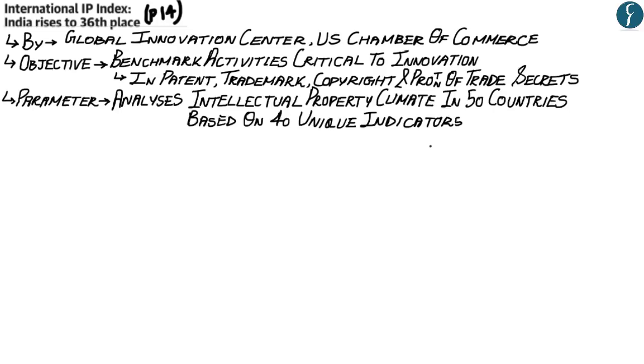Now, these are the three main points that you need to remember about the International IP Index with regards to your upcoming prelims examination of 2019, whereby it is formed by the Global Innovation Center, which is under the US Chamber of Commerce. And the main objective of this index is to benchmark activities which are critical to innovation in patent, trademark, copyright, and protection of trade secrets. And this International IP Index analyzes intellectual property climate in 50 countries, and it then produces the rank based on 40 unique indicators.